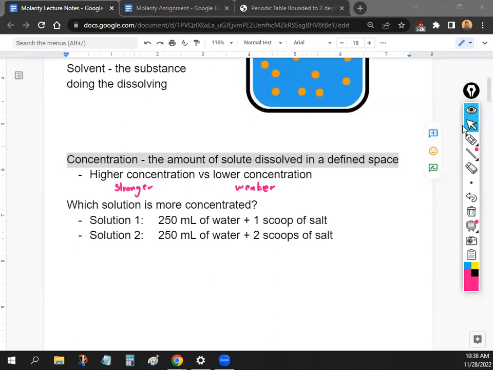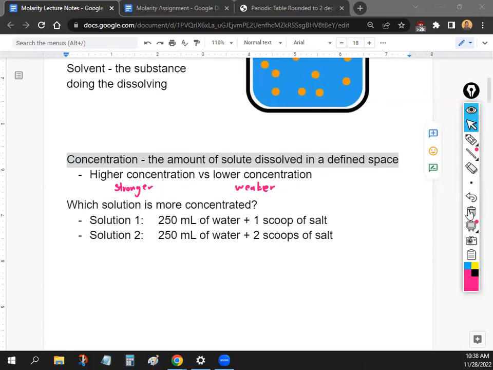Okay. But since you guys aren't interested in alcohol, things like sugary drinks would work too. Like juice is less concentrated in sugar than soda, which has a higher concentration. Okay. Does that make sense? Concentration higher, lower, stronger, weaker.